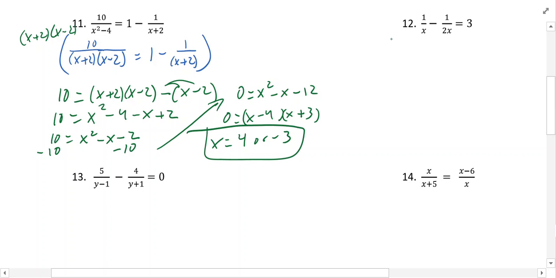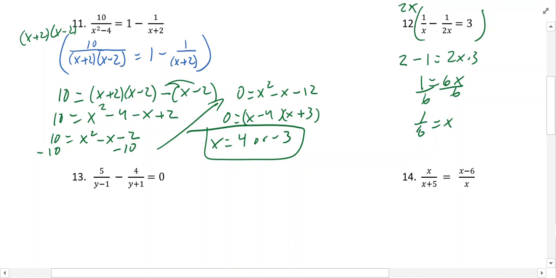All right, so number 12, again, we need to find the common denominator. So between x and 2x, the common denominator is 2x. And again, you're multiplying these to all the numerators and simplifying. So when you distribute to the first term, you'd have 2x over x, which is going to simplify to just 2. Here, 2x over 2x is going to simplify to just negative 1. And here, you're going to get 2x times 3. So we have 2 minus 1 is 1 equals 6x. We're going to divide each side by 6, so you get 1/6 equals x.